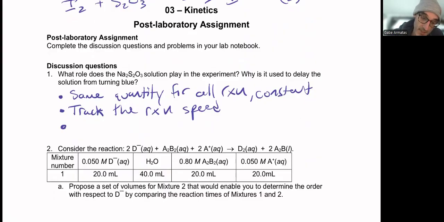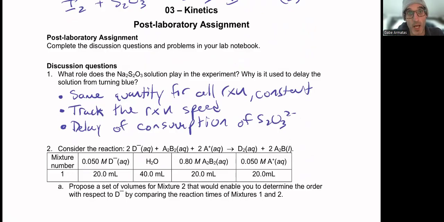So ultimately, what happens is that delay of consumption of the S2O3 leads to a longer time frame, because if this was just reaction one, this would happen way too quickly for us to time with a stopwatch. So we use the S2O3 to delay the start of our stopwatch to the end of it. So that's the other reason that we do it. So the delay of the consumption of the S2O3 essentially delays the production of I2 to form the starch complex. All right.